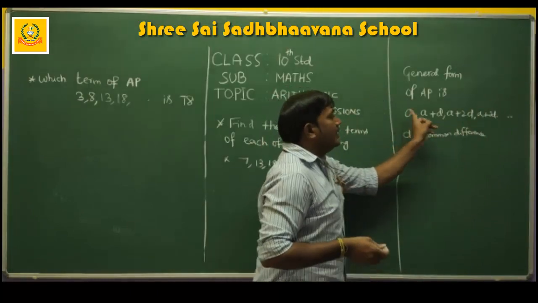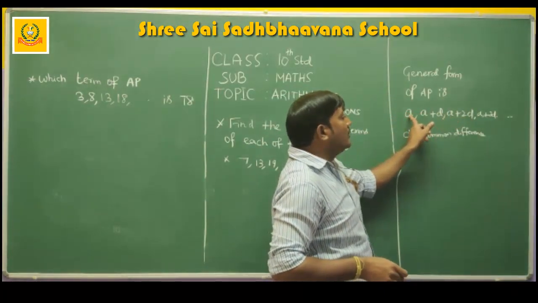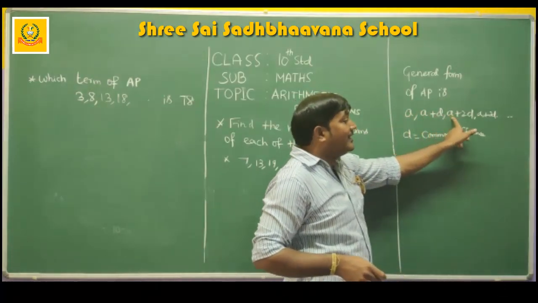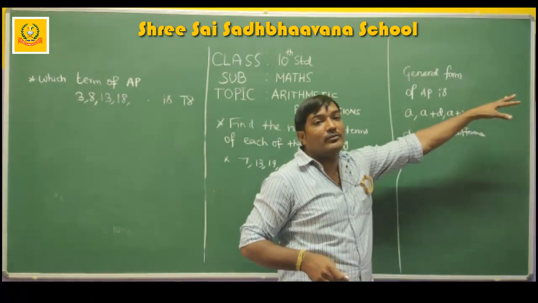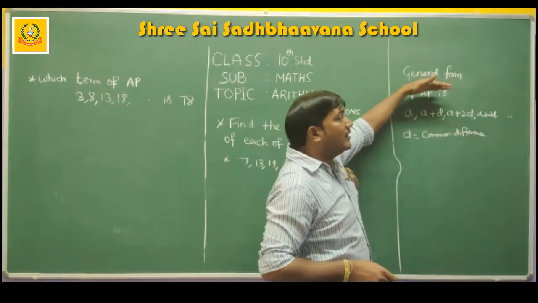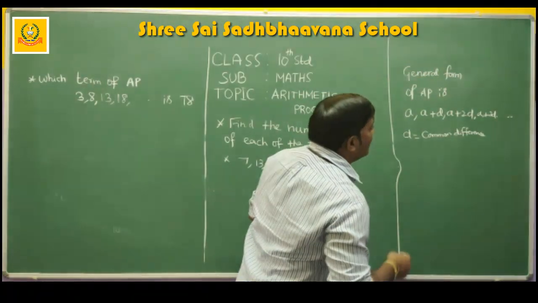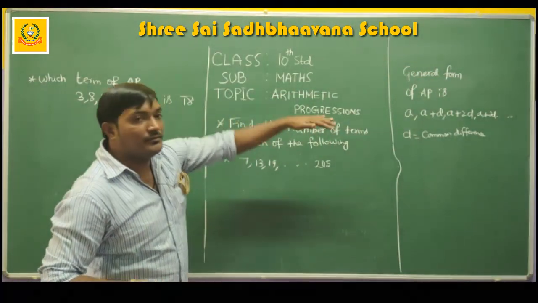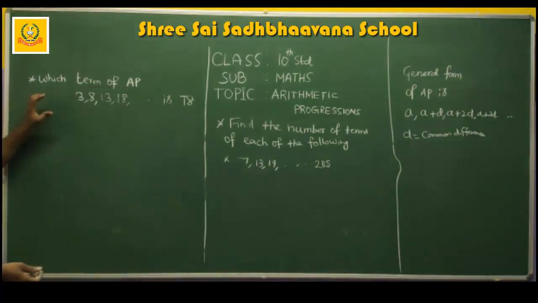Remember, this is very important. General term of AP: you have to remember A, A plus D, A plus 2 times D, next A plus 3 times D, and so on. This is called the general term of AP, which we use to find the terms also, that we will discuss in the classes. Now we have to find which term.